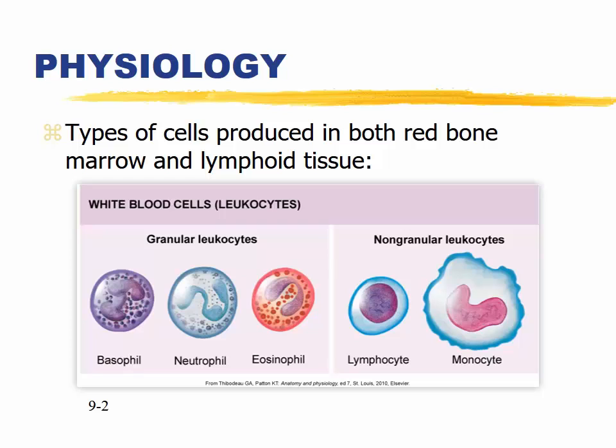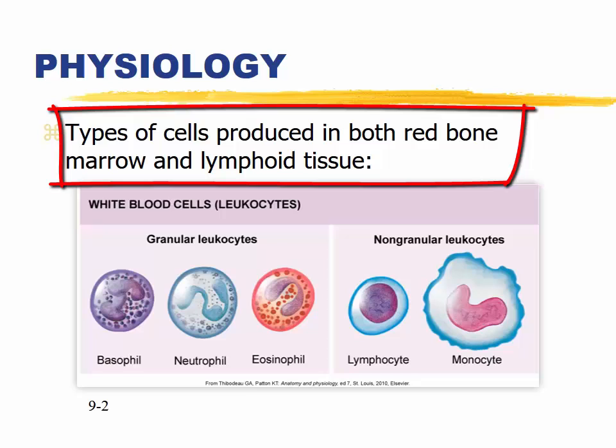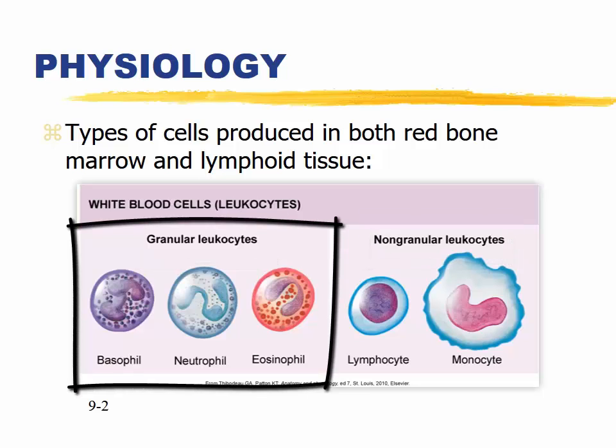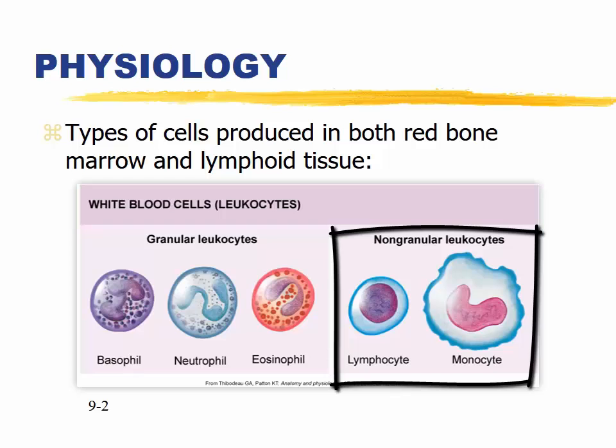Leukocytes, also called white blood cells, are types of cells that are produced both in the red bone marrow and lymphoid tissue. There are two broad categories of leukocytes, and they're granular and non-granular. They're named as to whether there are granules in the cytoplasm. So for example, basophils, neutrophils, and eosinophils all three have granules in their cytoplasm, while lymphocytes and monocytes have no granules.